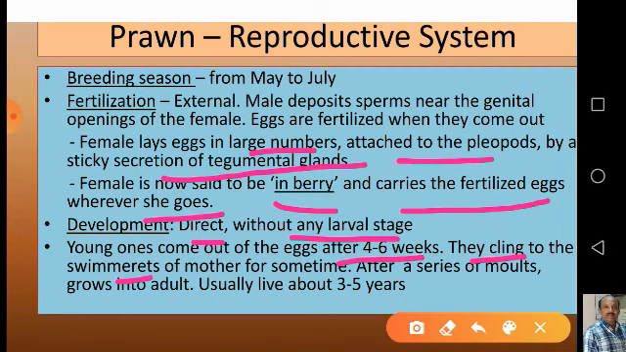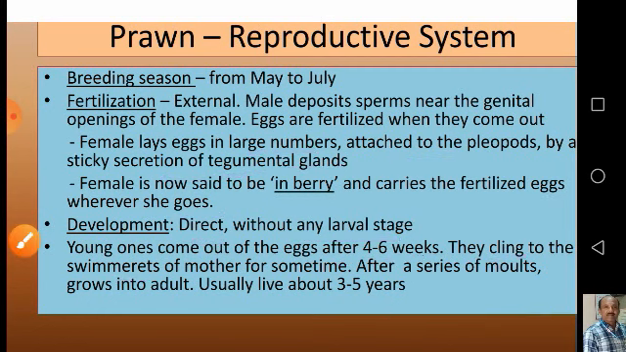Most of them die. Generally, within 4 to 6 weeks after fertilization, the young ones will come out, and they appear the same as the adults, the difference is only in size. They undergo a series of moltings to grow into adults. And generally the lifespan of the prawn is 3 to 5 years. Thank you.